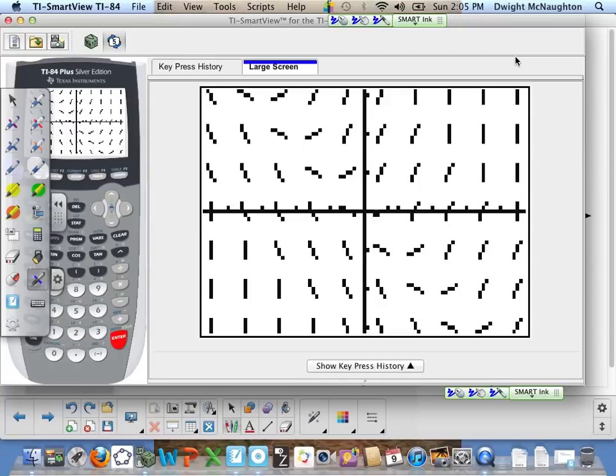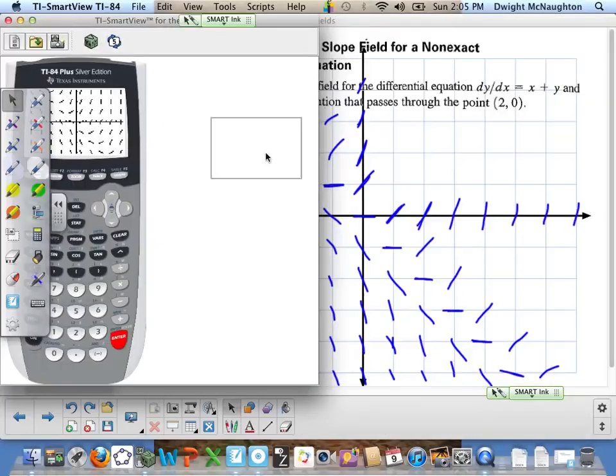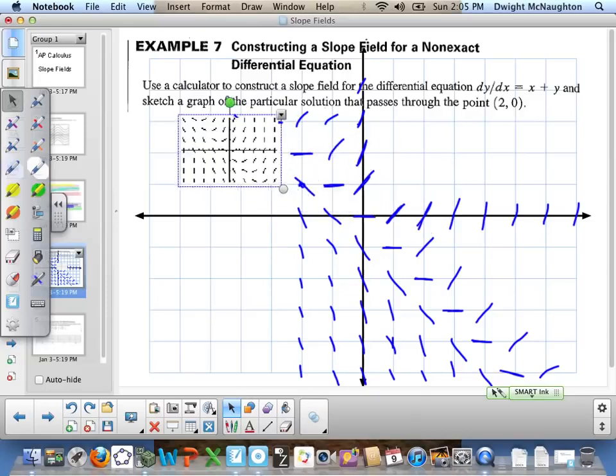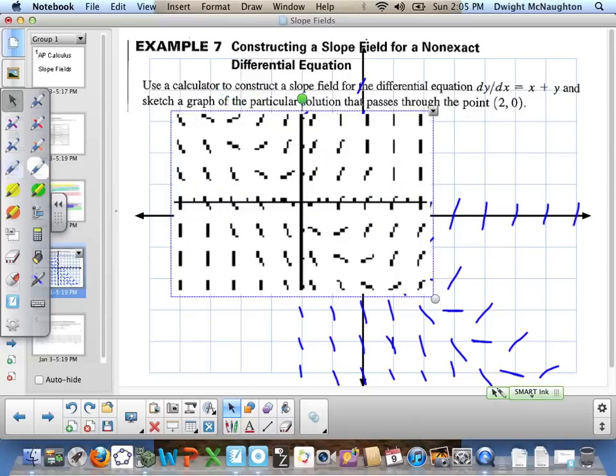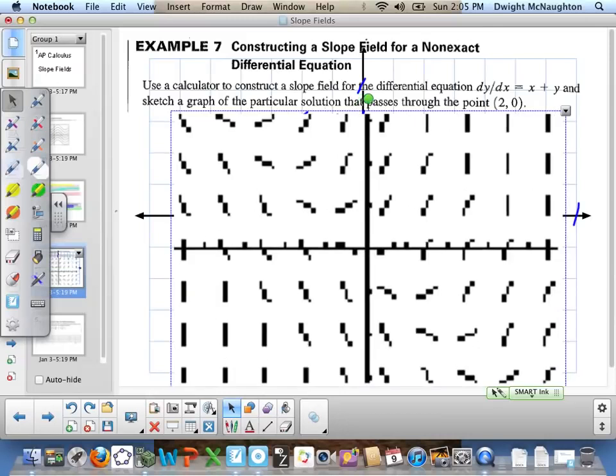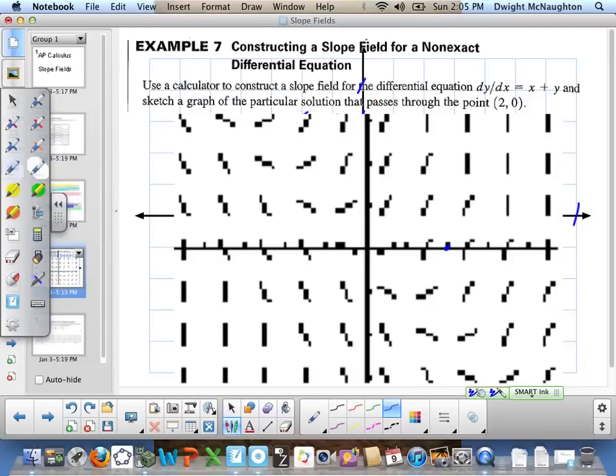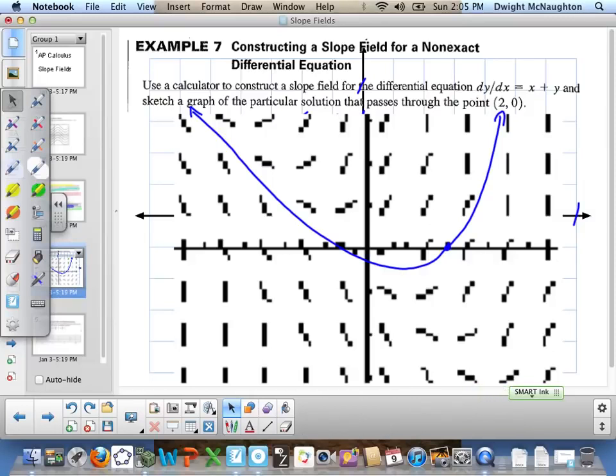Okay. So let's grab that over. There's our slope field. Now when we want our particular solution that passes through 2, 0, find the point 2, 0, and see what's happening with the slopes there. You can see here it's kind of coming up. It's going to kind of curve here, and it's going to kind of flow at that point there. So there's our slope field, and we can see a particular solution there.